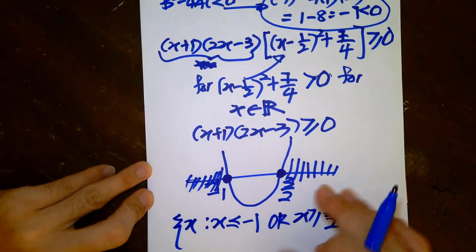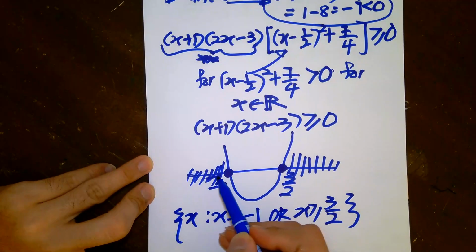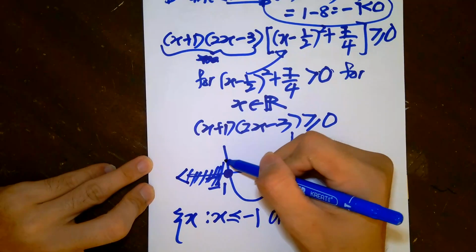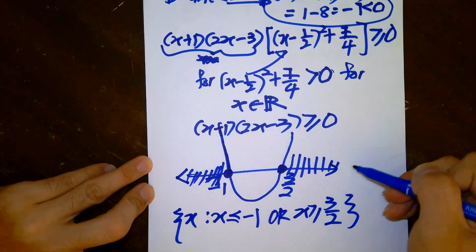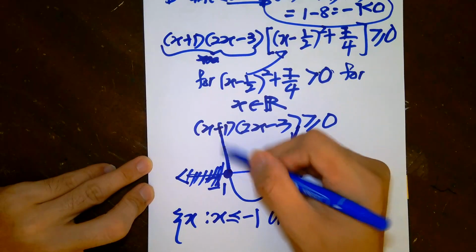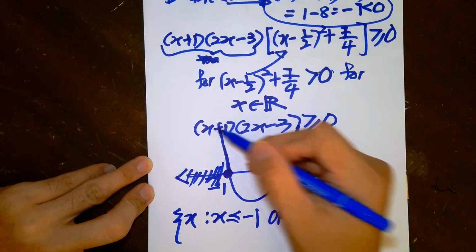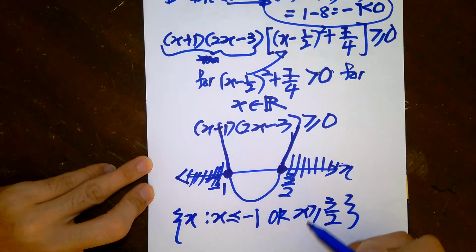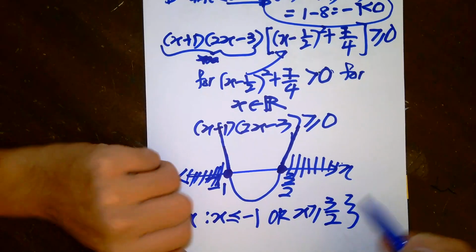Why is it? Because in this region, when x is less than negative 1 or x is more than 3 over 2, you see the graph of the quadratic is above the x-axis. Above the x-axis means the y value will be positive. So it's positive when x is less than or equal to negative 1 or x is more than or equal to 3 over 2.